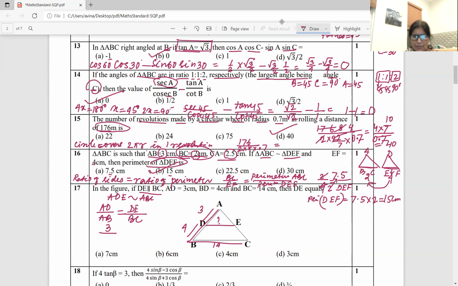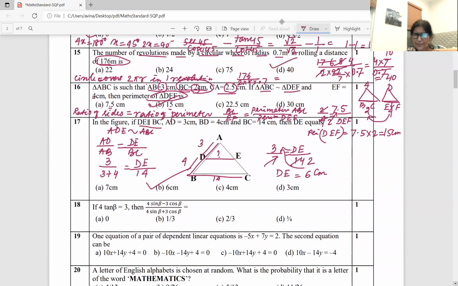पूरा 7 हो गया, 3 plus 4. Is equal to DE नहीं दिया है, BC दिया है 14. तो यहाँ अभी आराम से हो जाएगा. मैं यहाँ लिख रही हूँ 3/7 is equal to DE by 14. आप नीचे नीचे काट सकते हैं और इसको इसके साथ मल्टीप्लाई कर देंगे. तो DE is equal to 3 × 2 is equal to 6 centimeter. तो B is answer.